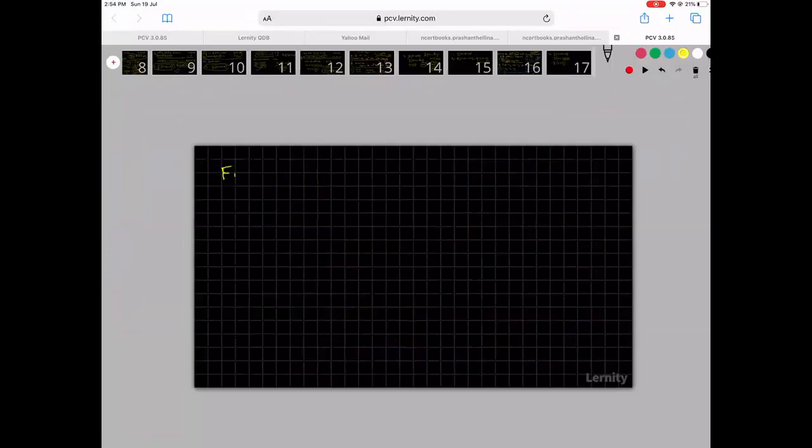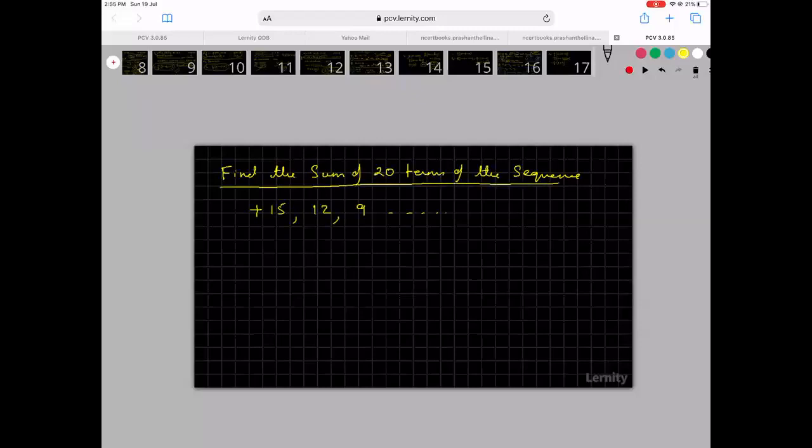Find the sum of, let's say, 20 terms of the sequence 15, 12, 9, and so on. Find the sum of 20 terms of the sequence, this one.